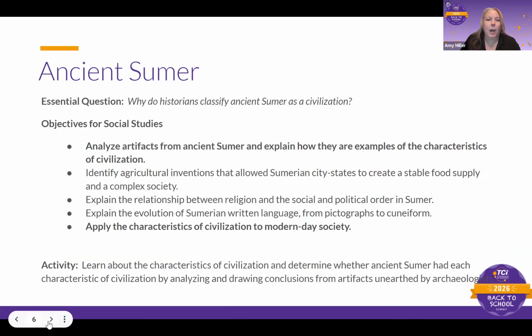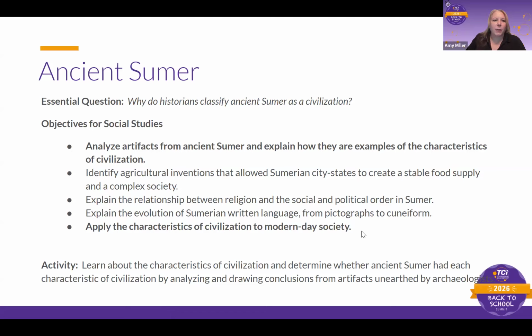This lesson is amazing. One of the reasons why this lesson is so cool is we get to analyze artifacts from ancient Sumer. TCI provides you with the images of the artifacts that the students are going to be studying, and they're looking for examples of the characteristics of civilization. Then they determine whether or not historians should classify ancient Sumer as a civilization and why, and they justify it based on evidence.